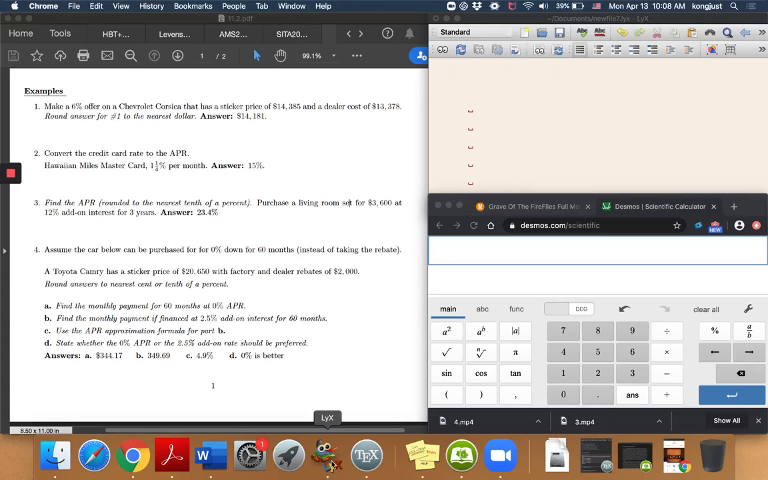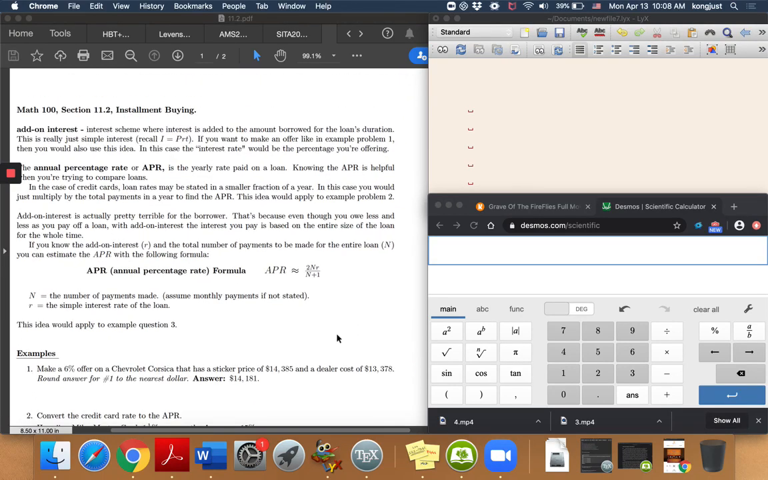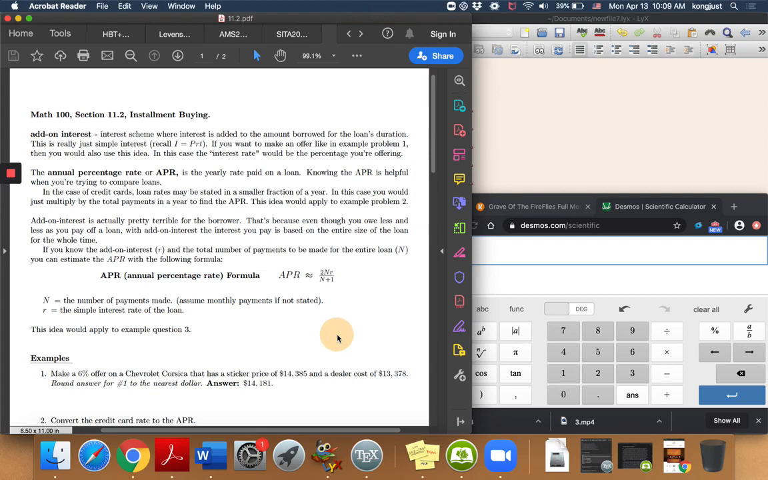Guys, welcome back. This is 11.2. We're doing installment buying now. We're gonna be skipping a few sections after this and go to 11.5 next. So 11.5 will be Thursday. Next week we'll do 11.6. And then that'll be the last section that's truly new.